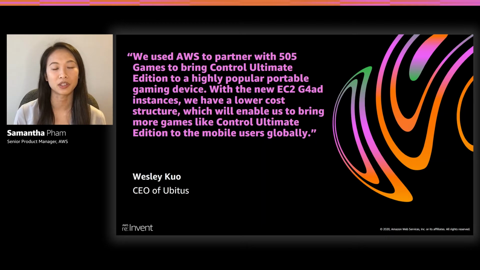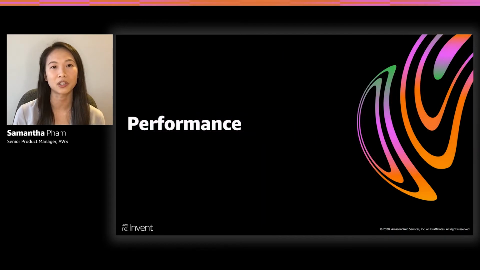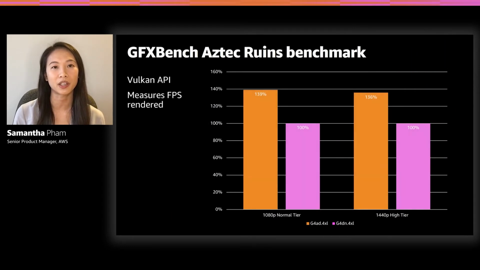Now that we've introduced the instances and what they're used for, let's dive into their performance. To talk about performance, we're going to compare the G4ad instances to our G4dn instances. The instance sizes we selected is the 4x large because they're equally spec'd, and you'll see the G4ad instances represented by the orange bars and G4dn instances represented by the pink bars.